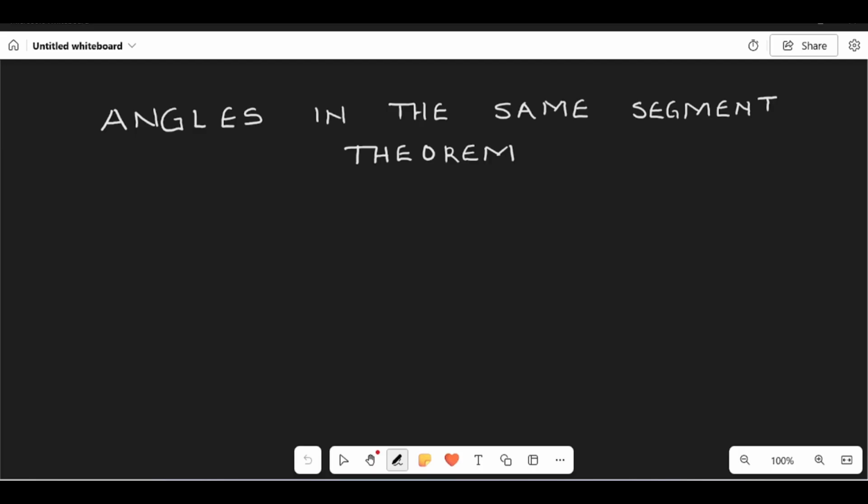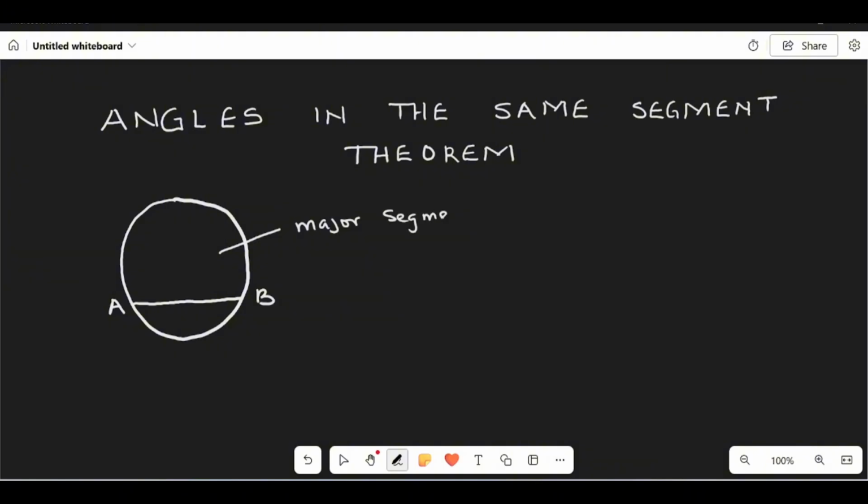Let us draw a circle and draw chord AB. Here is our A, here is our B. This chord divides the circle into two parts. A major segment, this portion, our major segment, and this portion, our minor segment.